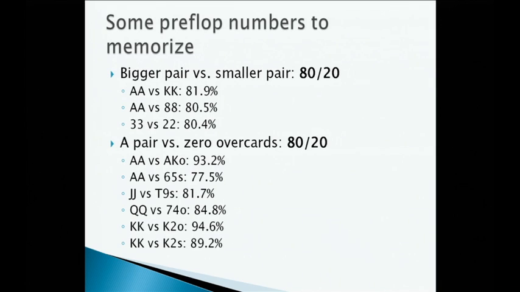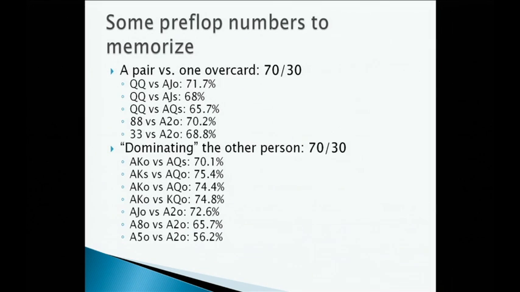Pocket kings against king-2 suited is 89 points. So look how much better king-2 suited does than king-2 off against king-king. The fact that it's easier to make a flush is so relevant. We'll talk more about this later.